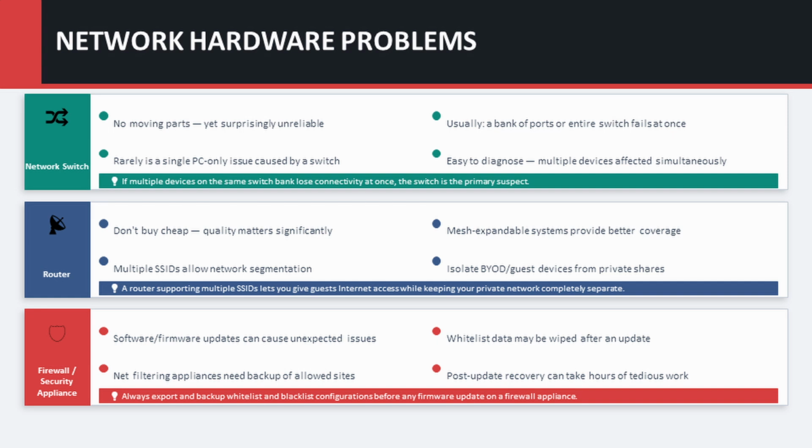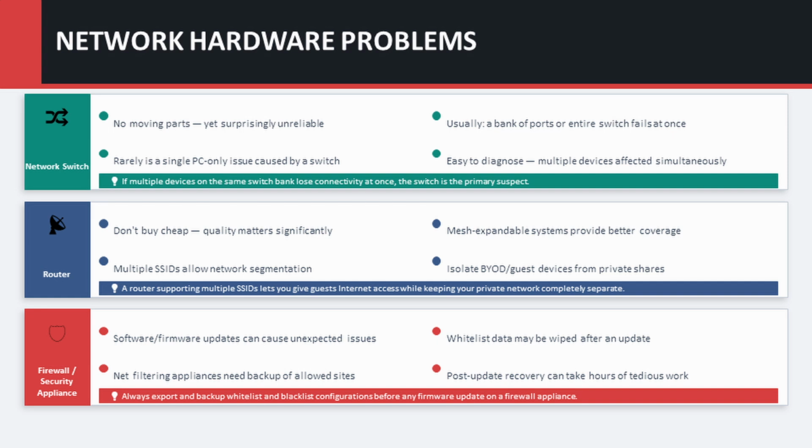Quality matters significantly. Avoid cheap, consumer-grade routers in business settings. Key features to look for include expandable mesh capability for coverage and, most importantly, support for multiple Wi-Fi SSIDs. Multiple SSIDs allow you to isolate network segments. You can give BYOD and guest devices access to the internet and perhaps a shared printer, while keeping them completely isolated from sensitive internal shares and servers. This is a critical security feature.